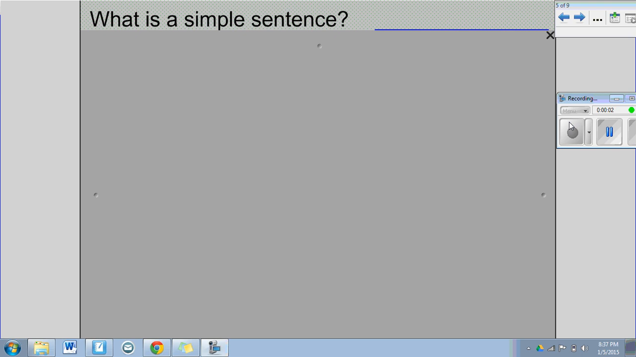In this lesson, you are going to learn about a new type of sentence. But before we get to the new type of sentence, let's review what you already know about the different sentence structures. What I'd like for you to do is to open up to your grammar section in your notebook and go ahead and write down simple sentence, and then I'd like you to write down what a simple sentence is.